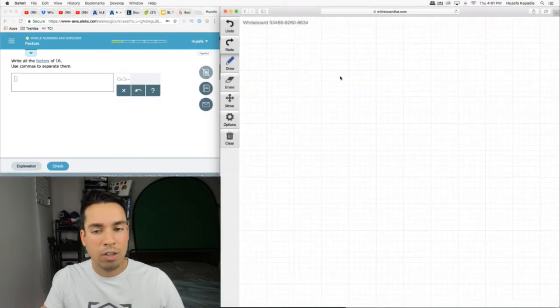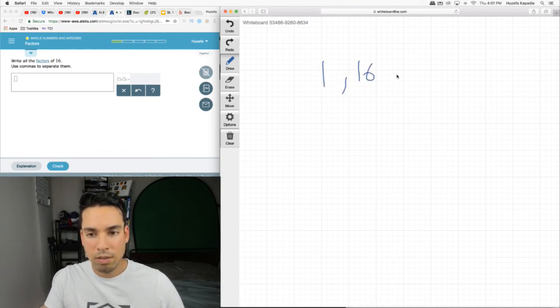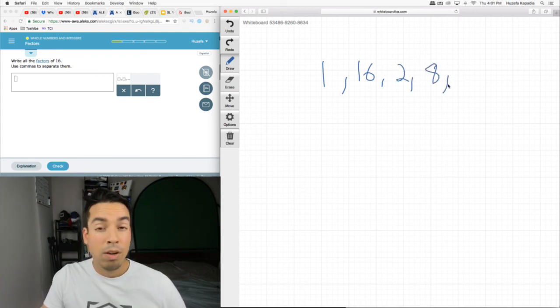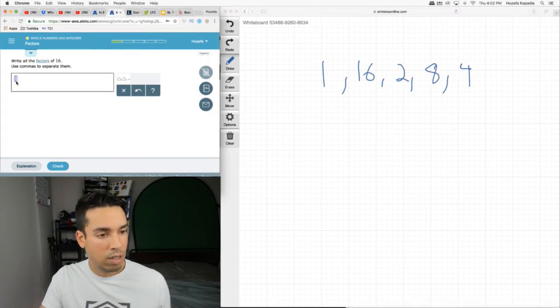Okay. What are the factors of 16? Well, again, we got 1 and 16. It's divisible by 2, so we can also have 2. 2 times what is 16? That's 8. Then we have one more factor. We also have 4, because 4 times 4 is 16. Do we need to write another 4? No. So in this case, we've got 1, we've got 16, we've got 2, we've got 8, and we got 4.